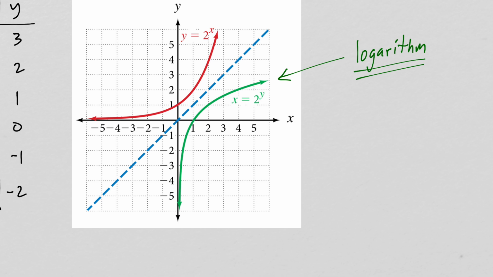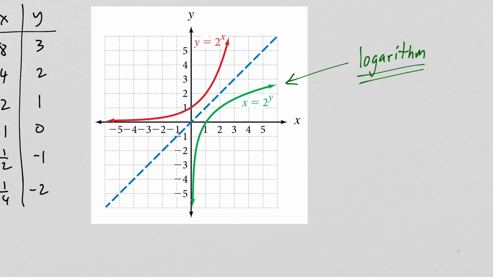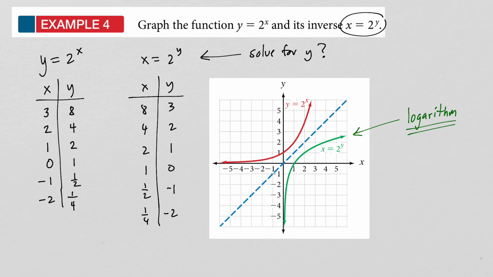And that really is the whole point of this chapter. That's why we talk about inverse functions, because the inverse of an exponential function is what we call a logarithmic function. So again, we'll be defining this in the next video, but I just wanted to give you a little sneak peek in this section.